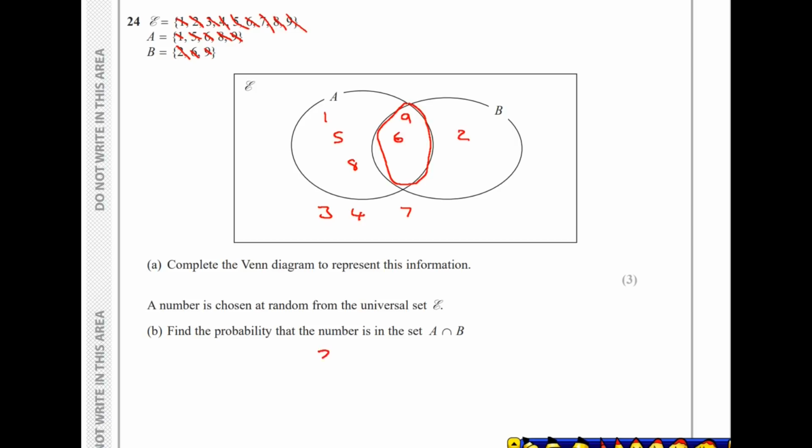So we have a choice of two numbers. How many numbers are there altogether in the universe? There are 9 numbers in the universe. So the probability that it is in the set A intersect B is 2 out of 9.